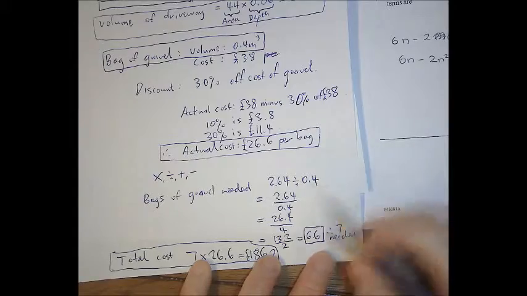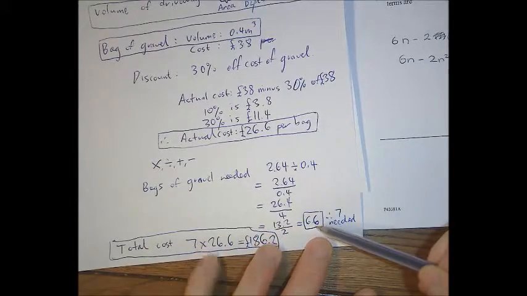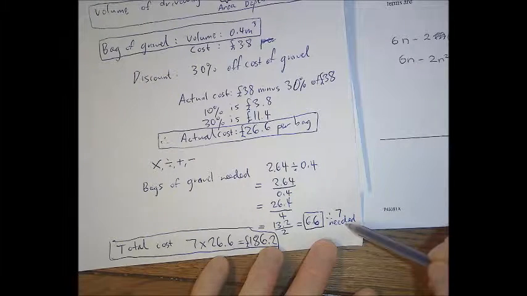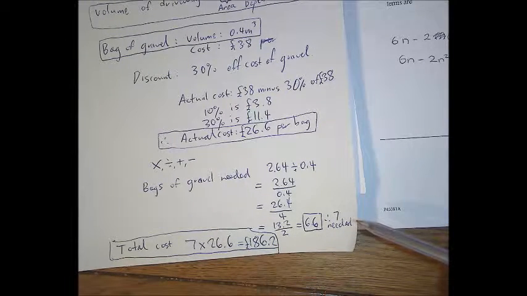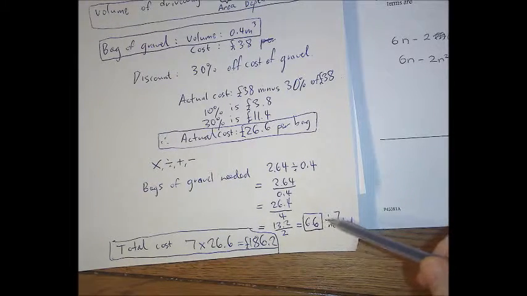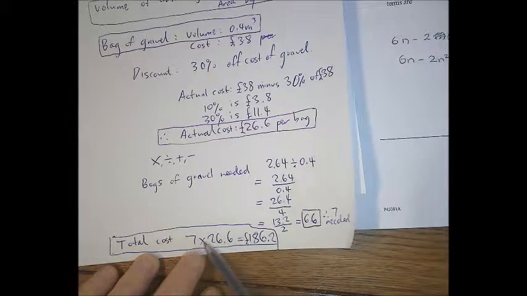So always link it back to the actual situations to make sure your answers are realistic. That's not just about whether they're too big or small, it's about whether they're whole numbers or not whole numbers. And so here's the final timesing. So this question used dividing by and timesing, and that's the answer.